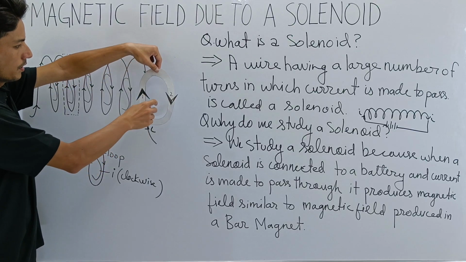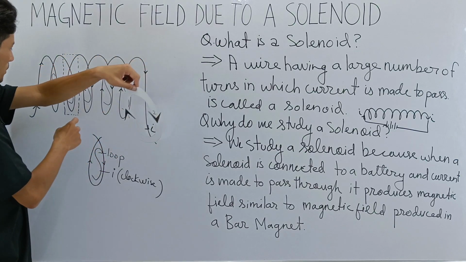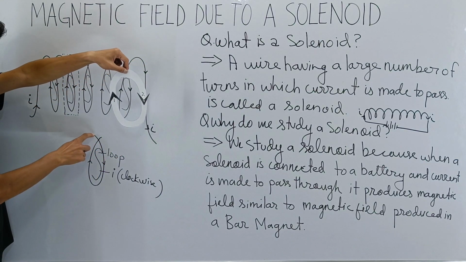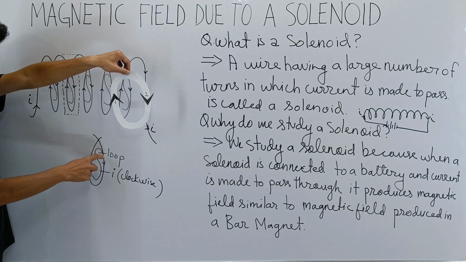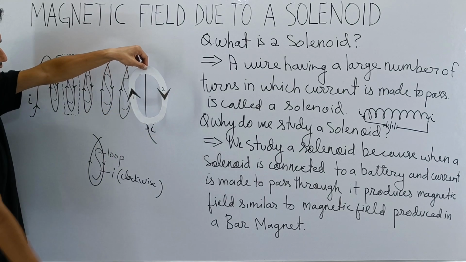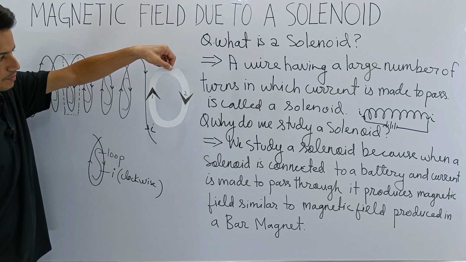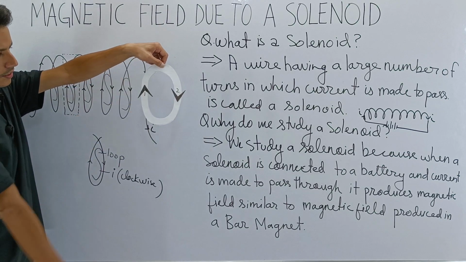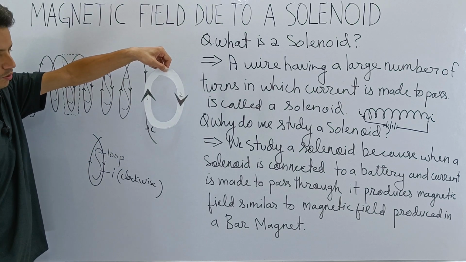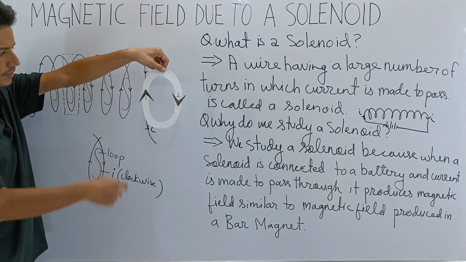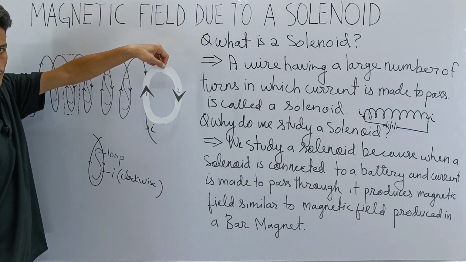So now you see here, the direction of current is clockwise. Now look at the arrow and tell me, are the directions of the arrows clockwise or anti-clockwise? Follow the direction of the arrow and tell me, clockwise or anti-clockwise?